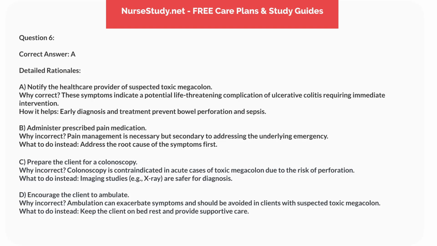C. Prepare the client for a colonoscopy. Why incorrect? Colonoscopy is contraindicated in acute cases of toxic megacolon due to the risk of perforation. What to do instead: imaging studies, i.e., X-ray, are safer for diagnosis. D. Encourage the client to ambulate. Why incorrect? Ambulation can exacerbate symptoms and should be avoided in clients with suspected toxic megacolon. What to do instead: keep the client on bed rest and provide supportive care.